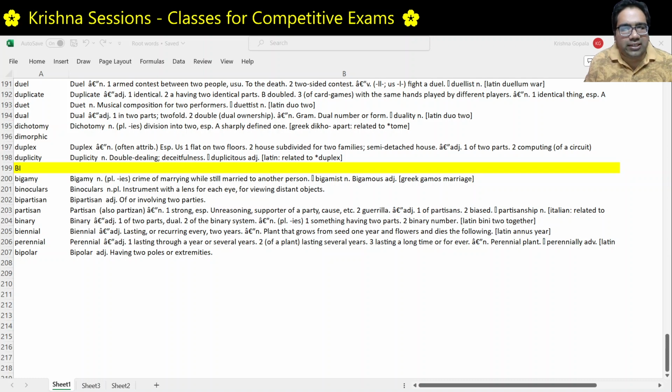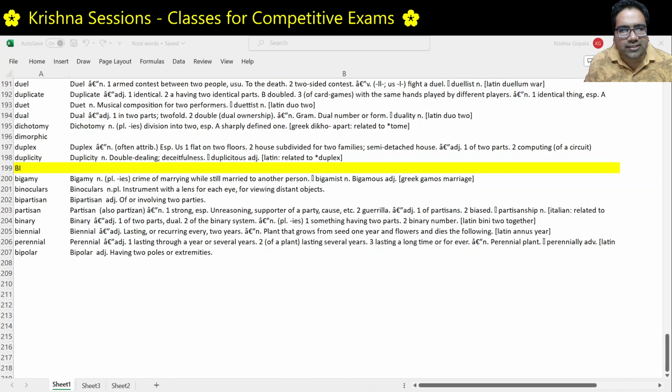Next, binary. Bi plus nary. Bi is two. What are binary digits? Binary digits are 0 and 1. The entire computer system is based on binary digits, that is 0 and 1. Binary system includes only 0 and 1. Binary arithmetic, binary code, binary numbers, etc. Based on only two numbers, consisting of only two parts. That is binary.